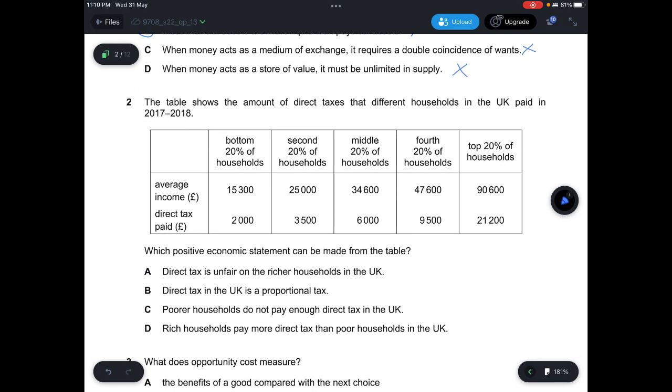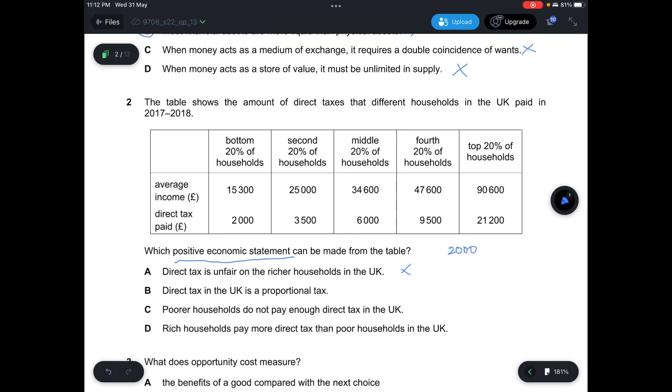Question 2, the table shows the amount of direct taxes that different households in the UK paid in 2017 to 2018. Which positive economic statement can be made from the table? A says direct tax is unfair. Unfair means it's a normative economic statement, so it's not correct. B says direct tax in the UK is a proportional tax, so we could technically calculate that.